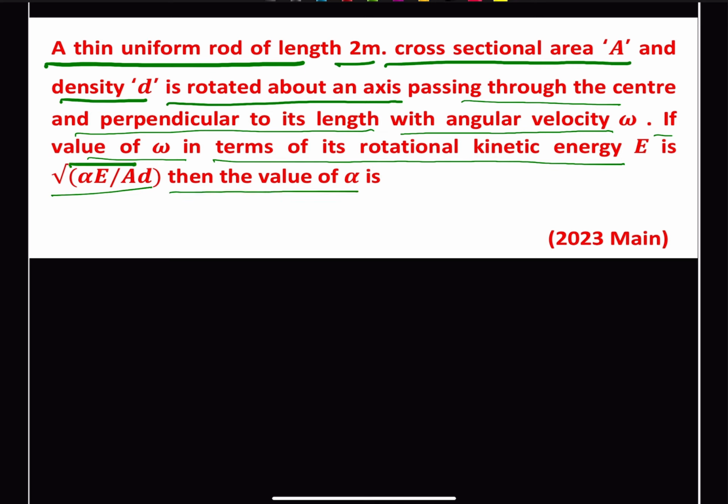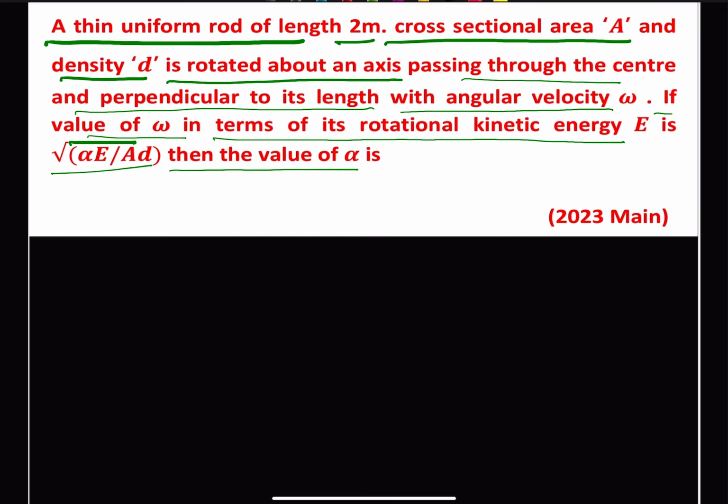Okay. So in this case, it states that a thin rod is rotated about its axis which is passing through the center. Suppose this is our thin rod and we have an axis which passes through its center, and mass is m and L is the length.